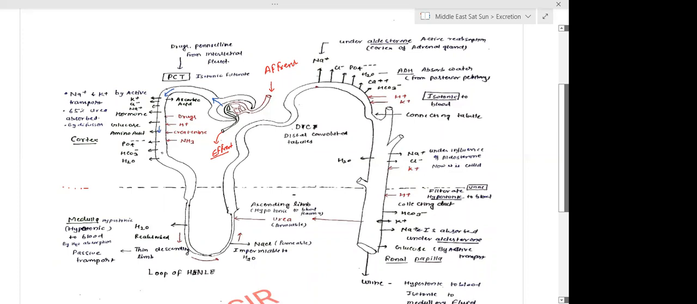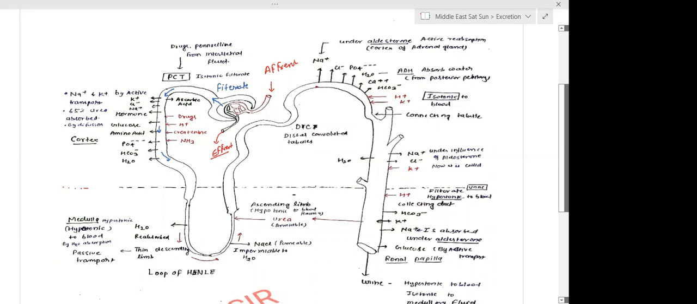Now, whenever the filtrate tries to pass out, the filtrate is coming down over here. Whenever the filtrate passes through this proximal convoluted tubule, or the cortex part, some of the nutrients will be absorbed by these capillaries, right? And this cortex part will take back the filtrate. So here we will call it filtrate.